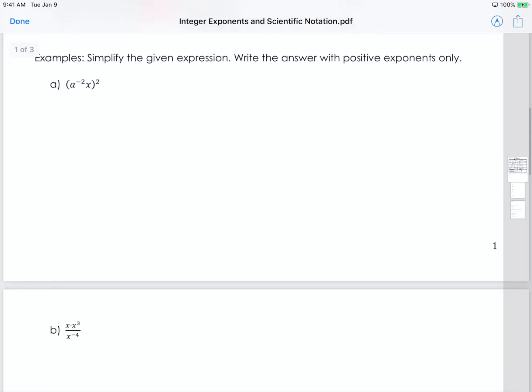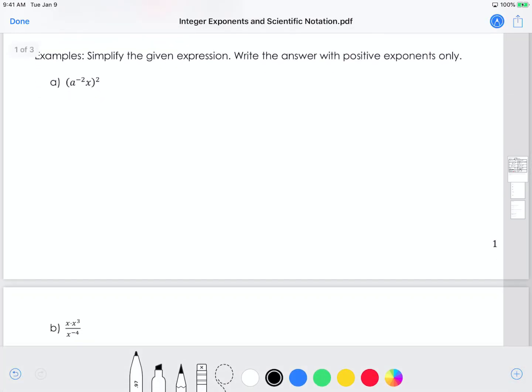Okay, now using these rules that we just went over, we're going to practice simplifying the expressions. And we want to make sure that all of our exponents are positive when we write down our final answer. So this has an exponent raised to another exponent. I have a to the negative 2 times x. Even though we don't write it in there, we know that's to the power of 1. And I'm squaring that whole thing.